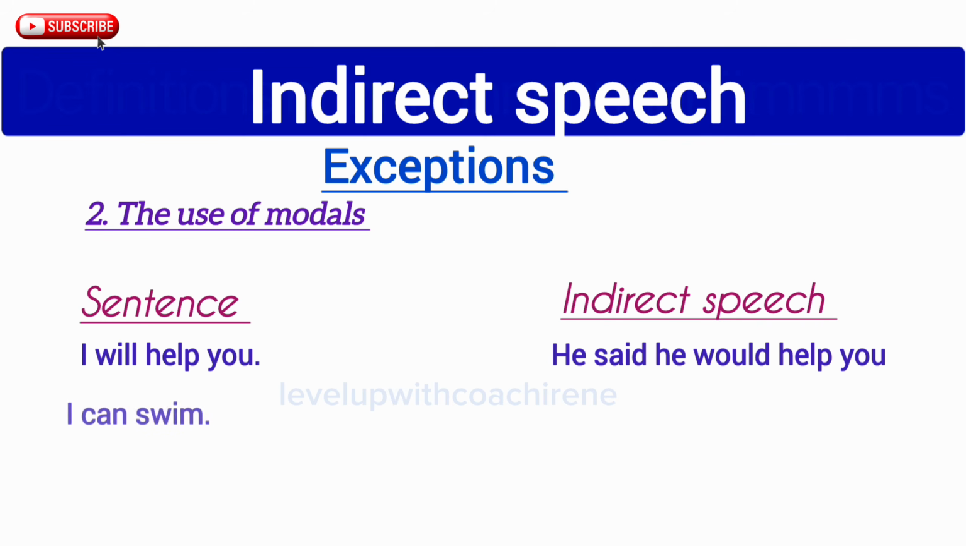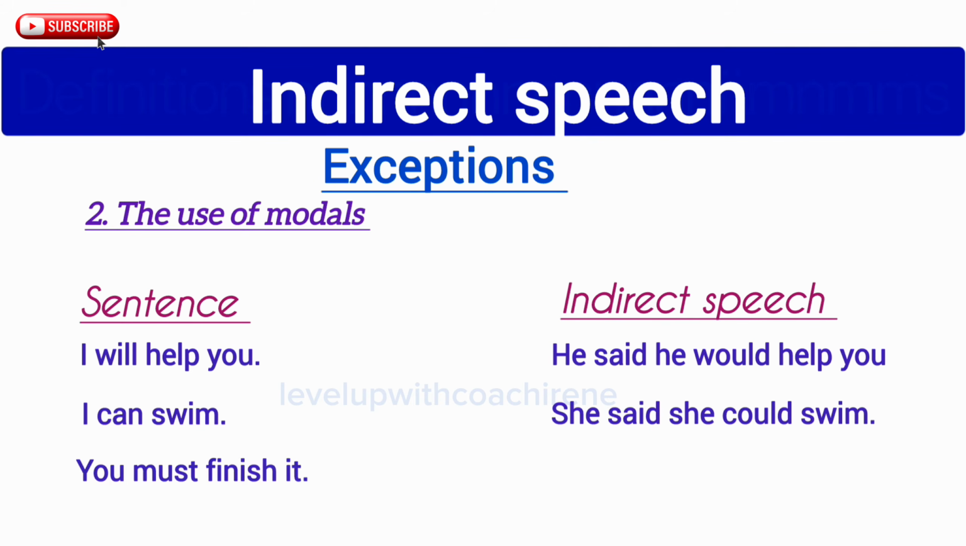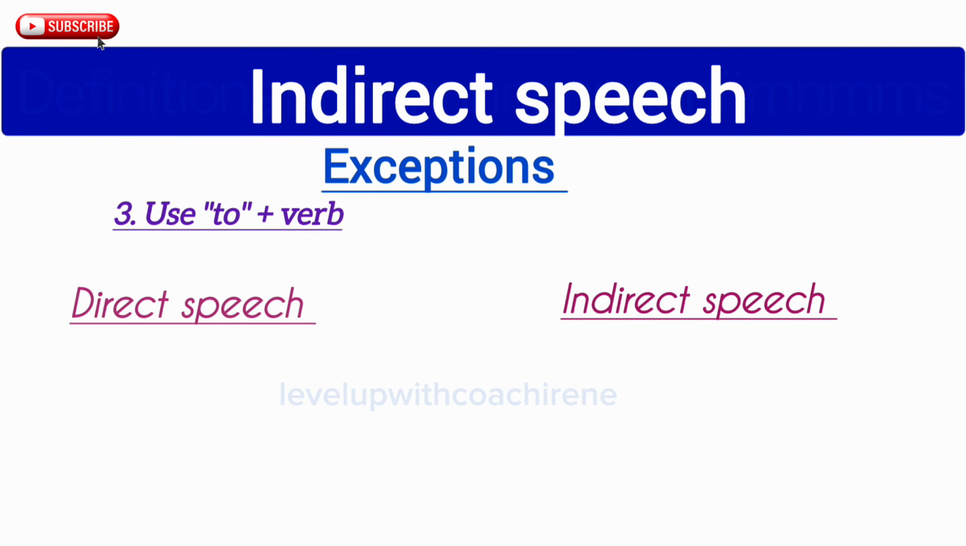Another example would be, "I can swim." For indirect speech, it becomes, she said she could swim. "You must finish it." For indirect speech, it becomes, he said I have to finish it. Use to plus verb in indirect speech.